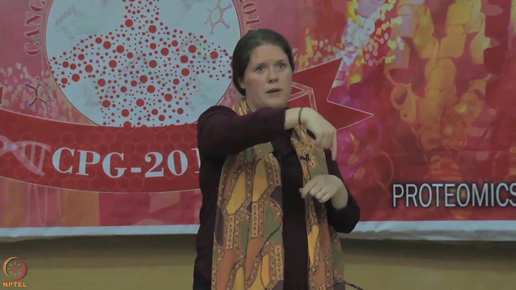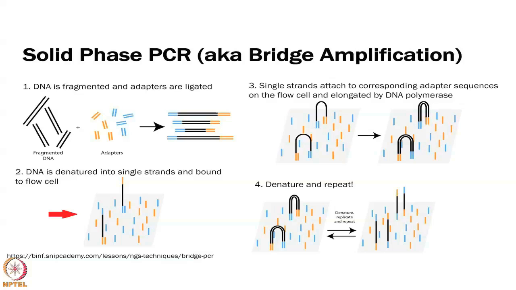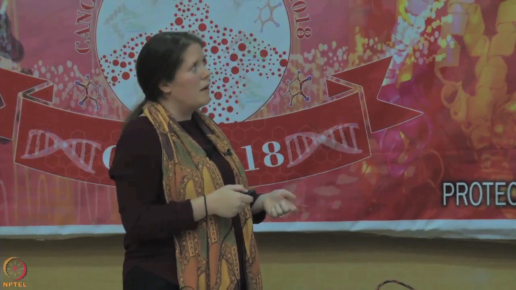So what happens is the single strands end up bridging over to attach to the complementary adapter sequence. So it creates this bridge. And then it's elongated by using DNA polymerase. So it creates a double strand, and then it's denatured again. So then it creates single strands again, and then it bridges over again. And it keeps creating more and more of these clusters.